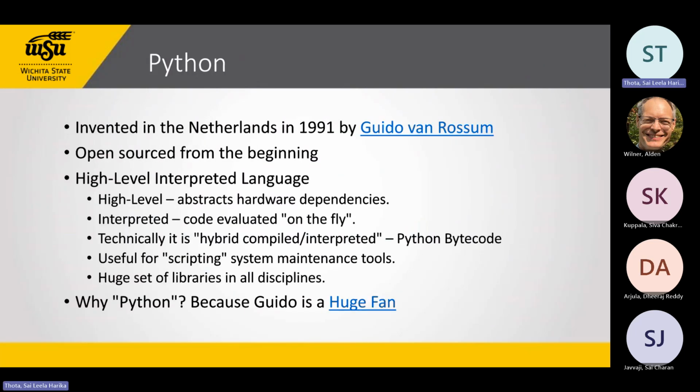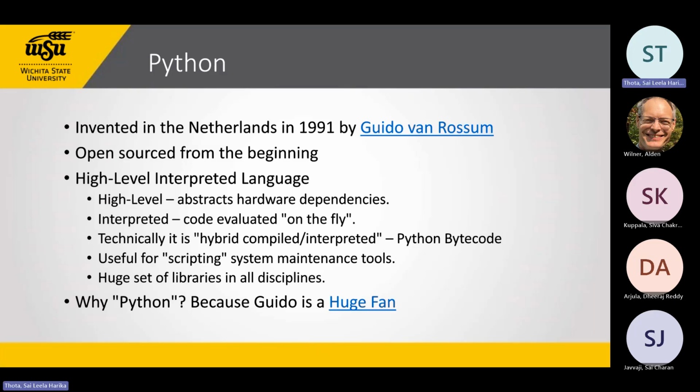So coming to Python, we all know that it was invented in the Netherlands in 1991 by Guido van Rossum. Basically, does anyone, online or in the class, know why he named the programming language Python? Does anyone have any idea why he named it Python? No.